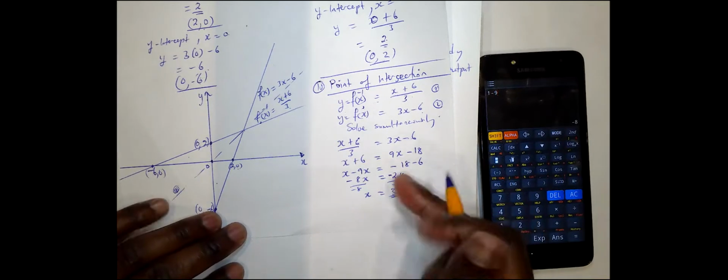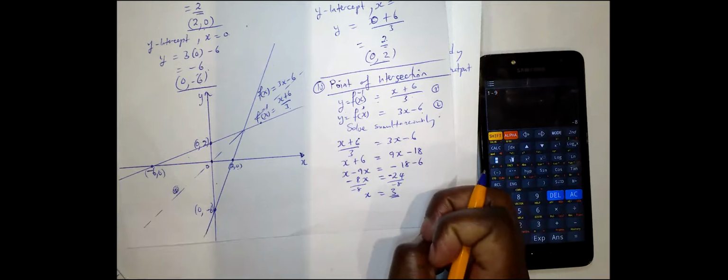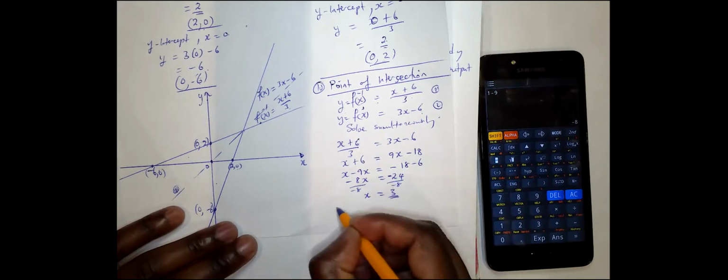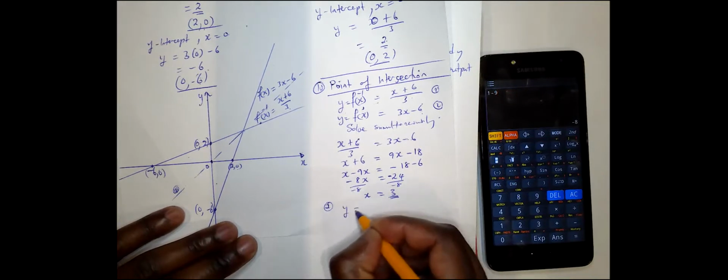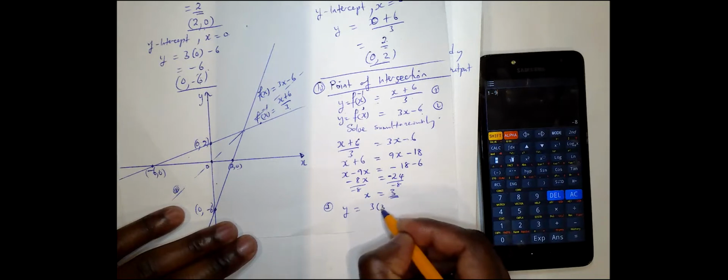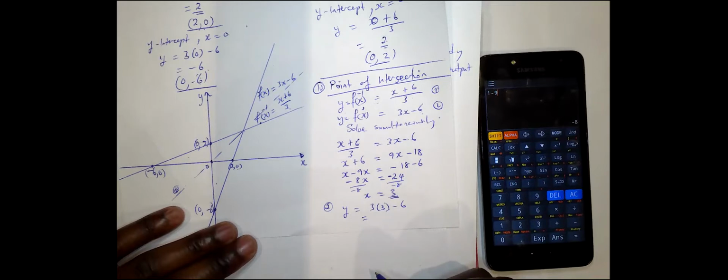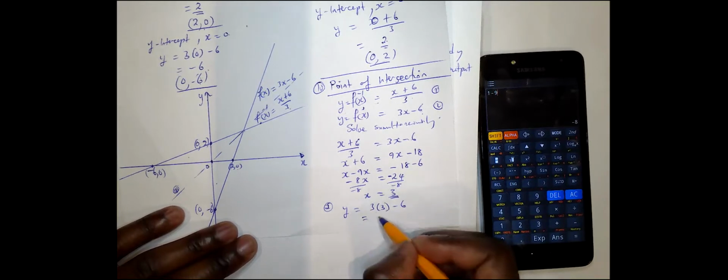So now how do we get the corresponding value? We substitute in one of the equations. We know that in equation 2, y is equal to 3 times 3 minus 6, which is going to give us what? 3 times 3 is 9. 9 minus 6 is actually 3. Okay, so y is going to be 3.